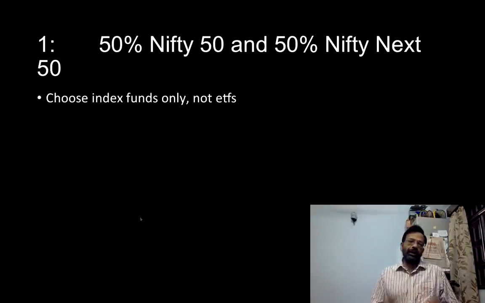So, portfolio idea number 1. This is only index funds, no actively managed funds. You take 2 index funds, one index fund tracking the Nifty 50 and one index fund tracking the Nifty Next 50, and you invest equally in them, 50% of this and 50% of that. This is what I used to call the Nifty blend combination portfolio.